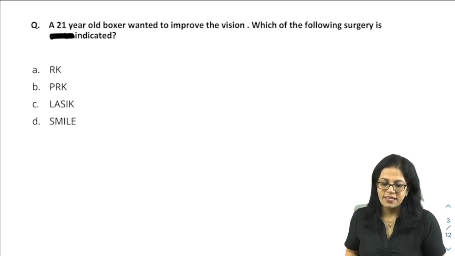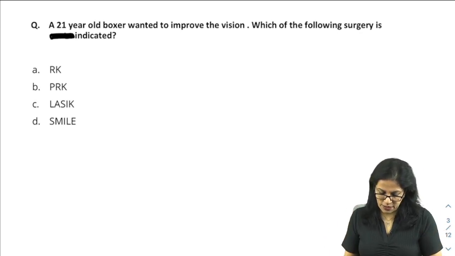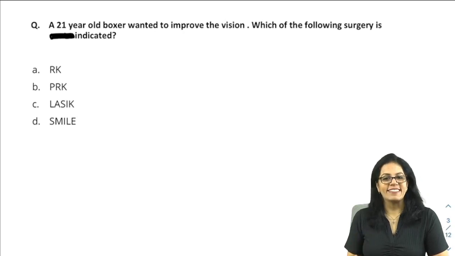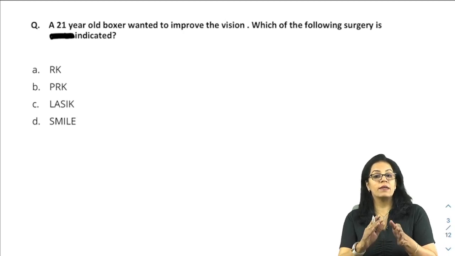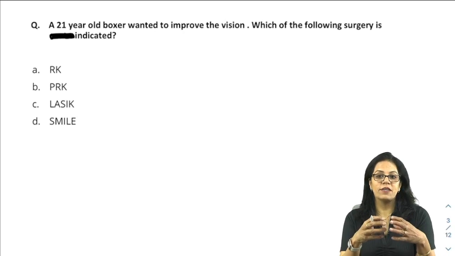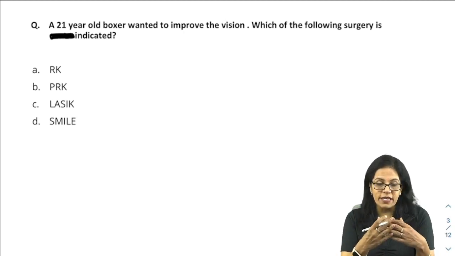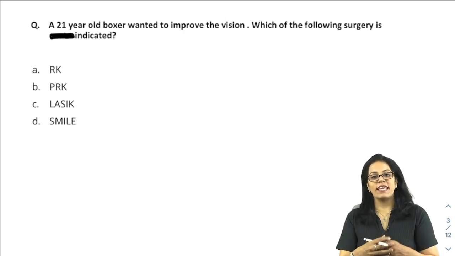So, coming to the first question. A 21-year-old boxer wanted to improve the vision. Which of the following surgeries is indicated? What should you answer? These are all refractive surgeries. Are you all very, very clear about the basics of refractive surgery? What are we doing? Altering the curvature of the cornea. If I talk about the laser surgeries or the surgeries in the cornea, we are altering the curvature of the cornea. What is that called?